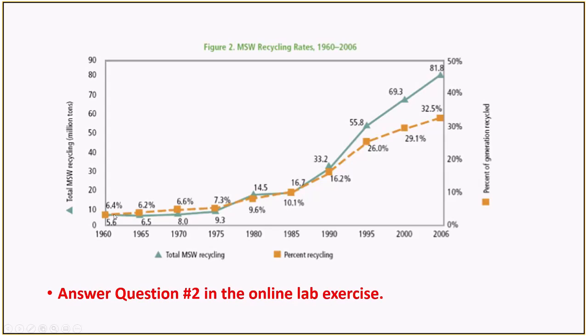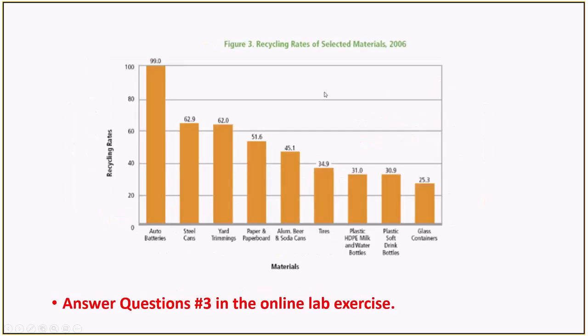It shot up from 5.6 million tons in the United States, all the way up to 81.8 million tons. In addition, recycling rates overall have increased from 6.4% to 32.5% since 2006. And it's only risen slightly higher than that recently. So 30% of our waste is recycled in the United States.